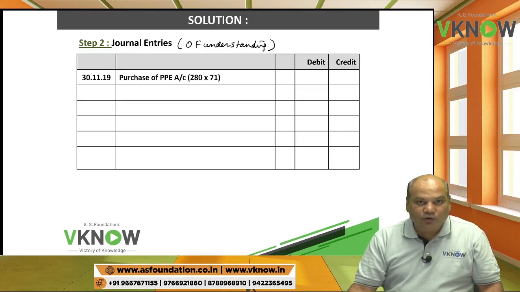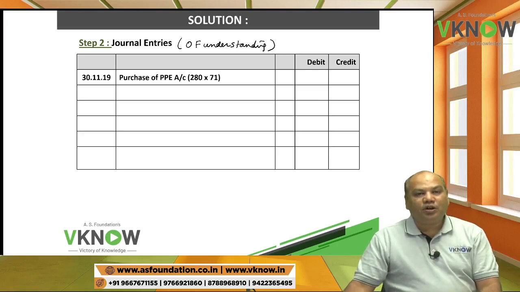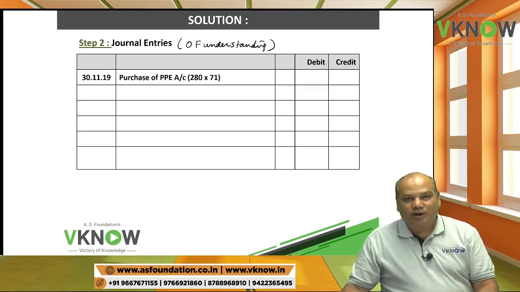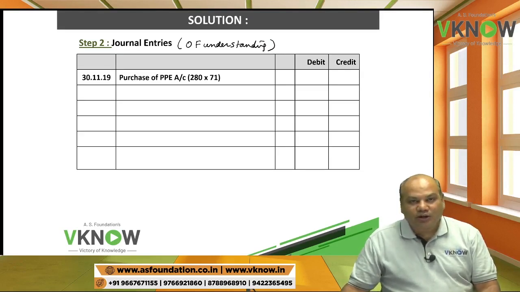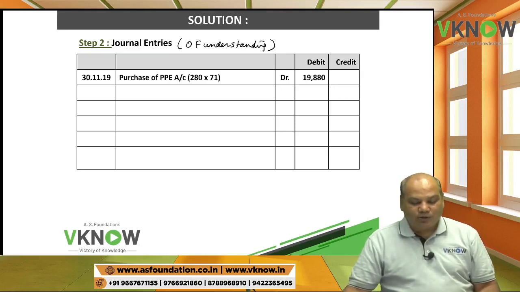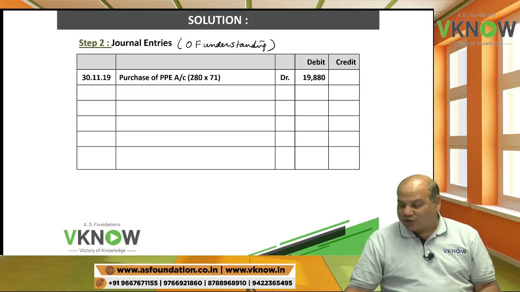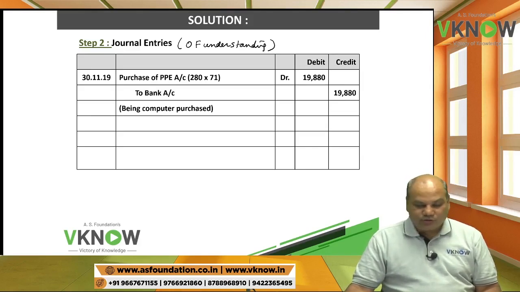So the entry for purchase of computer: purchase of PPE account debit, multiply 280 into 71. Please reply. 280 into 71. So the amount paid in Indian currency is 19,880, to bank account 19,880, being computer purchased.